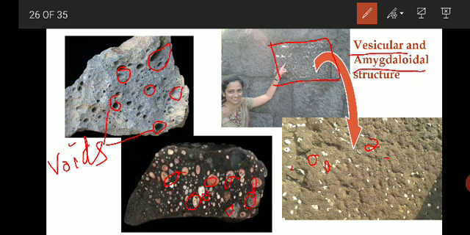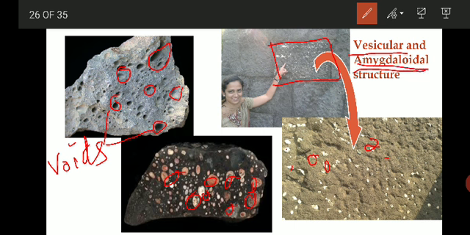In this image also, all these cavities are not empty, they are filled with secondary minerals such as calcite, zeolites, silica, and hydrated ferromagnesium silicates. These minerals fill up the vesicles, and they resemble the shape of an almond. The grains are known as amygdales, and the rock containing such structure is called amygdaloidal structure.